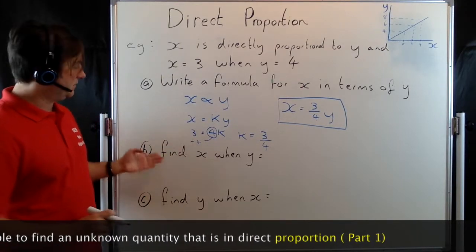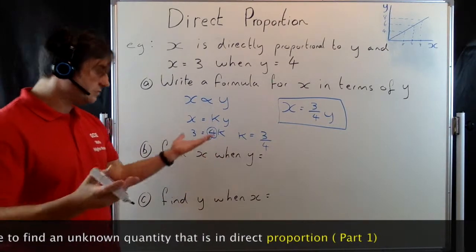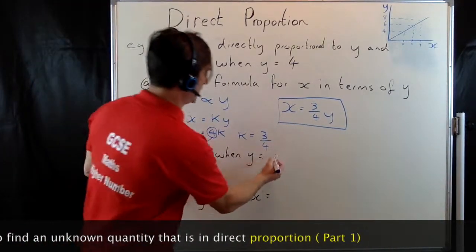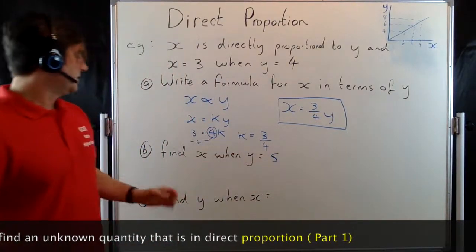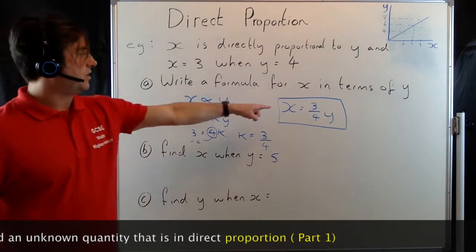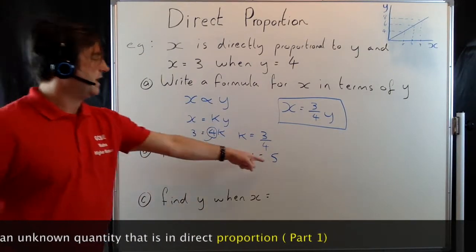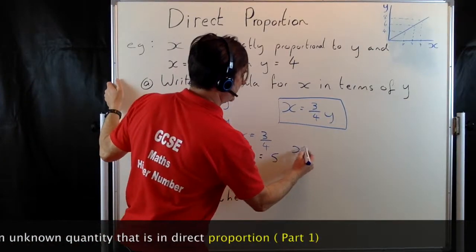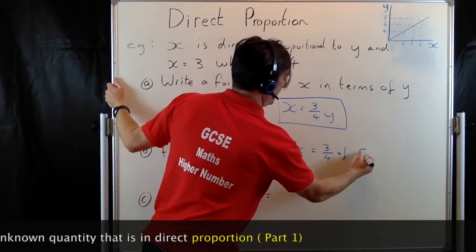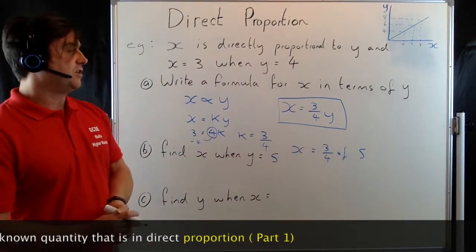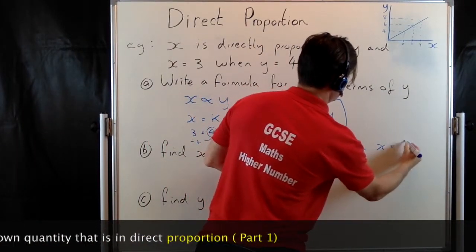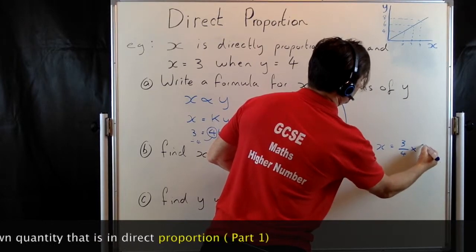Next part, part B, says find X when Y equals, let's put some values in here. So let's find X when Y equals, say, 5. So here we go, let's do this. We're going to use our formula. So here we've got X equals 3/4 of Y. We now know what Y is, so we write down X equals 3/4 of 5. In mathematics, of always means multiply. So all we do is X equals 3/4 times 5.